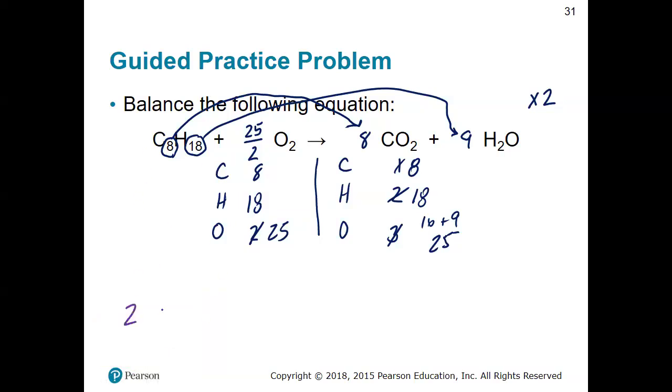So now it's 2 octanes. And 25 times 2 is 25 oxygens. 2 times 8 is 16 carbon dioxides. And 2 times 9 is 18 waters. Does this work? Is it balanced?